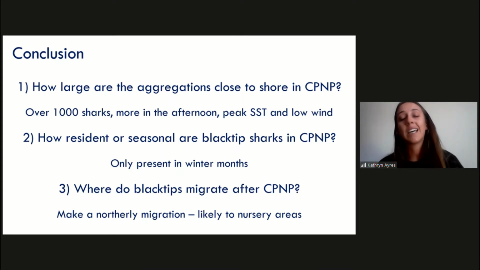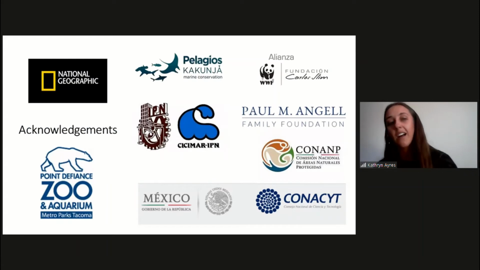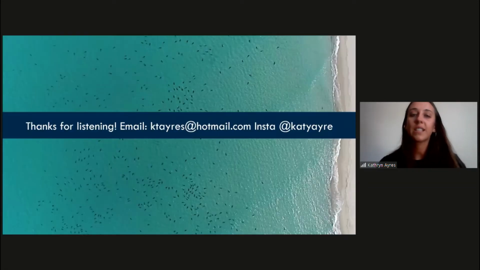But obviously we need to tag more sharks with satellite tags to see if they leave the Gulf of California, or to highlight any more important areas that these sharks go to, particularly the seamounts, Las Animas and El Bajo, where we have sharks detected as well. So I'd like to thank all the donors and Pelagios Kakunja and my university, and also, thanks for listening.